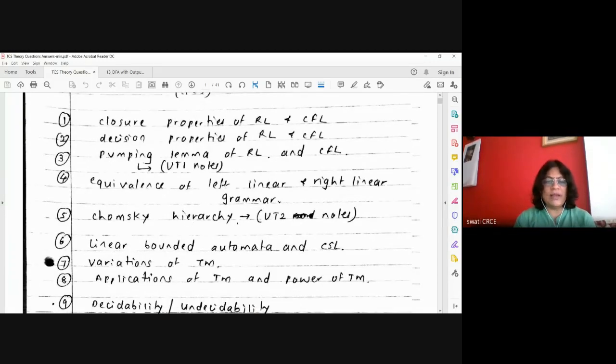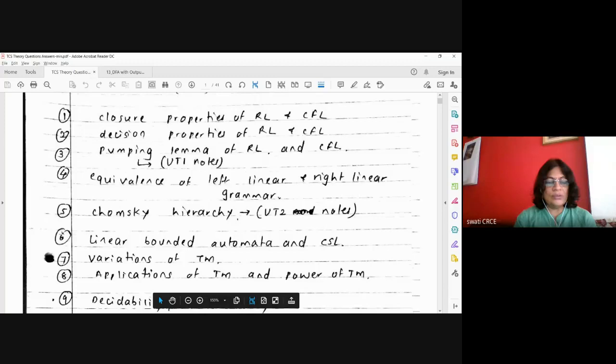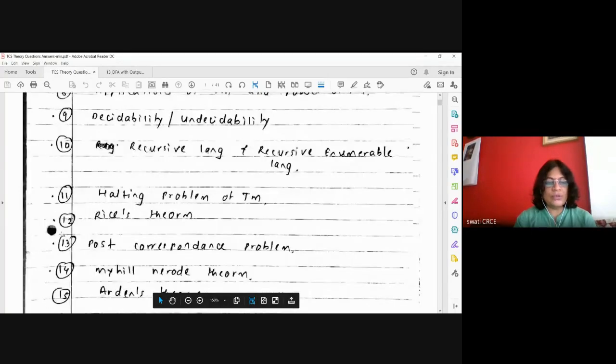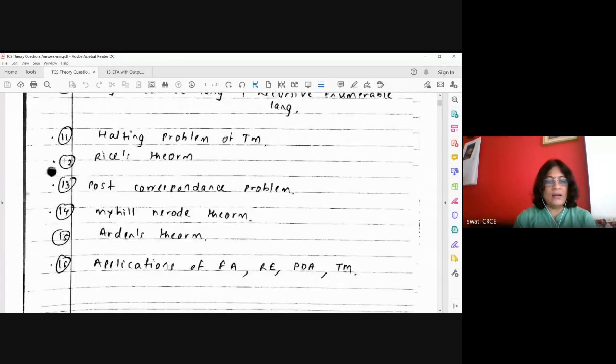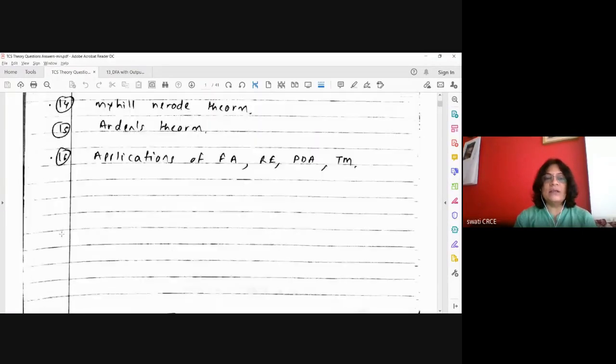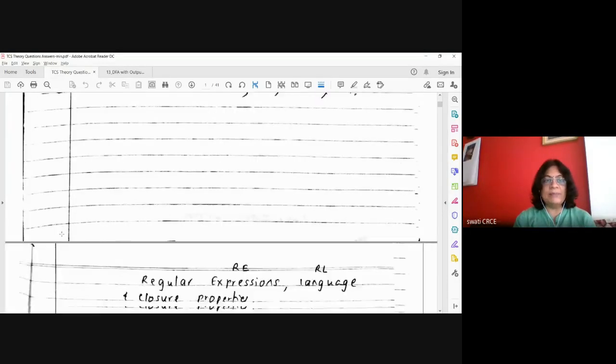Out of these, 5 questions will always be there as a short note. What are the closure properties of regular languages or context-free languages? Decision properties, pumping lemma, equivalence, Chomsky hierarchy, linear bounded automata, short notes or variations. So these are the questions. Around 16 questions are asked again and again. Out of the 16, 5 or 6 questions are asked in the exam as short notes. So I've created the sample answers for them.